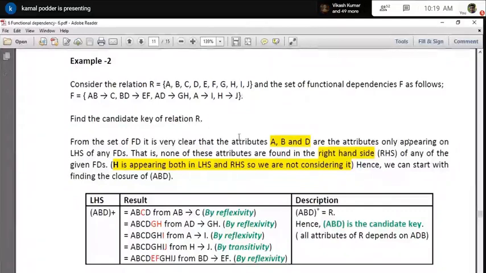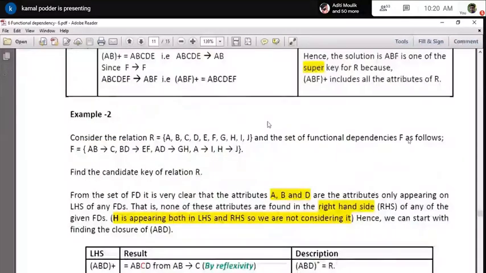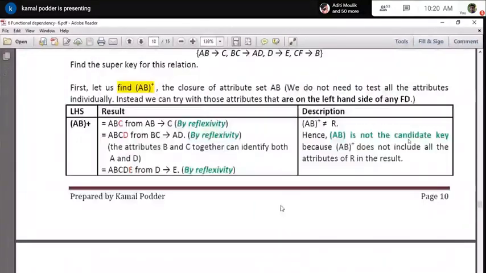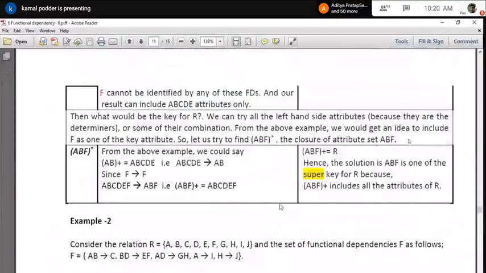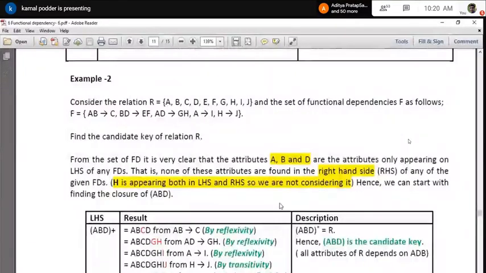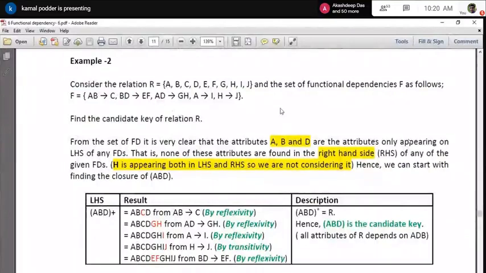I have found out some set. Now let's see the FDs. Just see here, from this set of FDs, it is clear that attributes A, B, D are only appearing in the left hand side. That is the reason: if the FD set is very small or minimal, then you can check all the FDs, no problem. But if the set is very big, then naturally you have to find out which FD we should consider or start with.